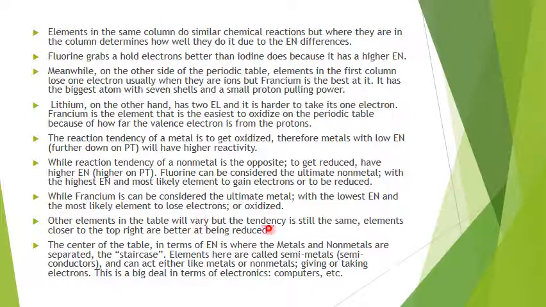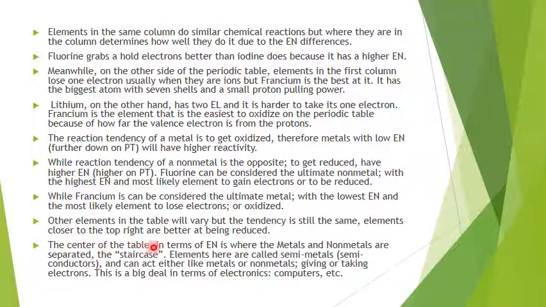Okay, so as we go across the table, we'll see that they tend to be all in between. Fluorine is the best at being reduced, and francium is the best at being oxidized, and we get a spectrum as we go across the periodic table.